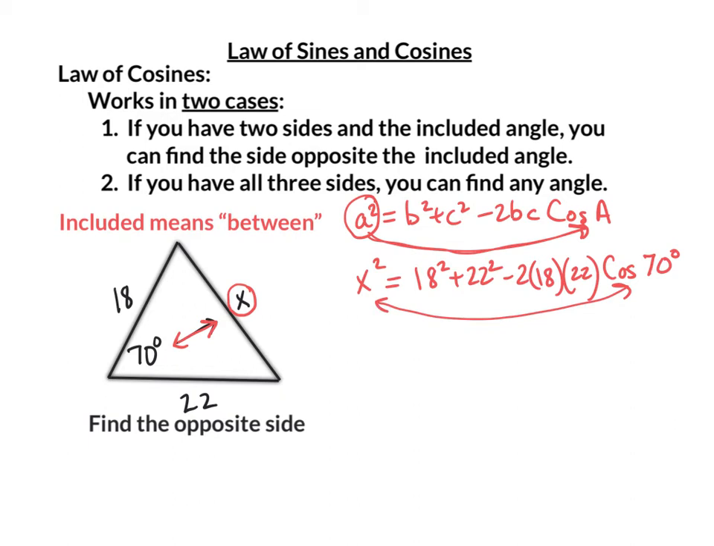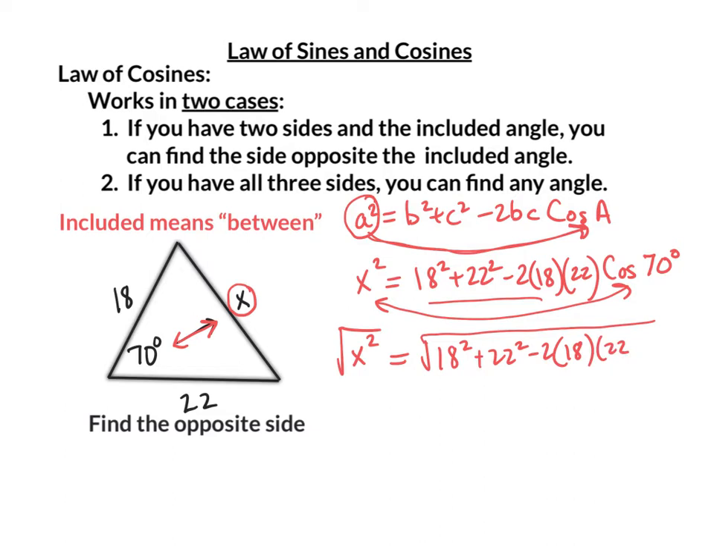Now we just need to simplify this. Now the nice thing is, this is the case where it's as simple as taking the square root of both sides. You could work this stuff out, but you don't need to. You can just plug it into Desmos as it is, and it will spit out the answer. So you'll start off with the square root in Desmos, and then 18 squared plus 22 squared minus 2 times 18 times 22 cosine of 70. Make sure you're in degrees. So I'll show you how to plug that in Desmos.